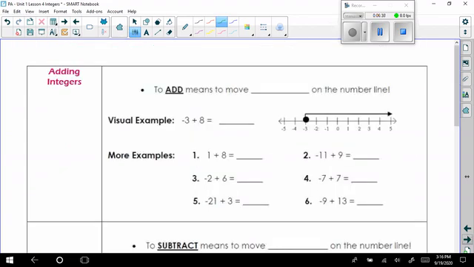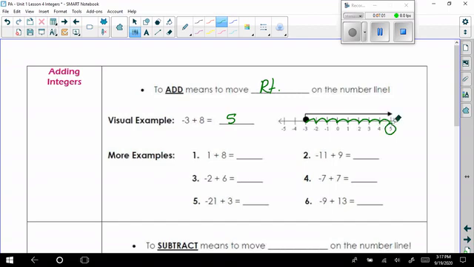All right, then we have adding integers. So adding means to move right on the number line. So if I'm at negative 3, so I'm back left 3, I'm going to go right 8. I'm going to only end up at 5. Because negative 3 and then 1, 2, 3, 4, 5, 6, 7, 8, I ended on 5.